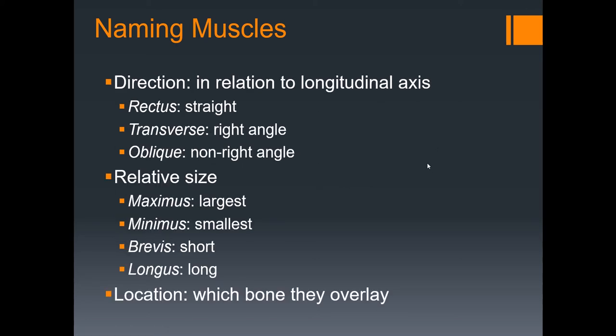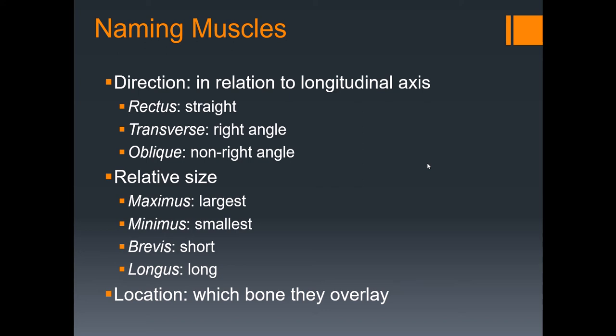If we look at direction, we're talking about in which direction the muscle fascicles are running in relation to the long axis of the body. So rectus muscles are straight muscles. Their muscle fibers are running with the long axis of the body. Transverse or transversus muscles have fibers that run at right angles to the long axis of the body, so horizontally on a transverse plane. And then oblique muscles are muscles whose fibers are running at some non-right angle to the long axis of the body.